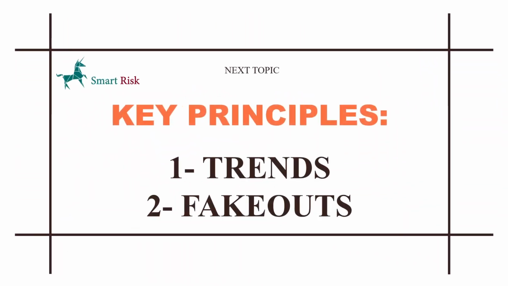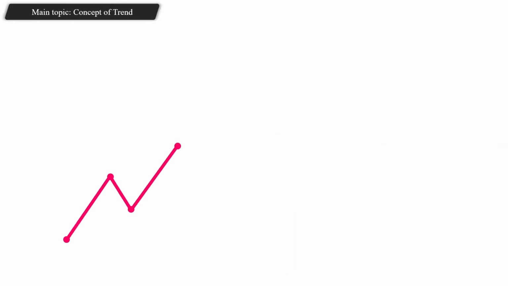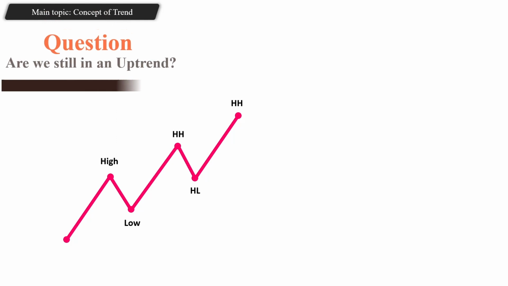So before we explain the market maker's trading setup, there are two critical principles about trends and fakeouts that you need to understand deeply. So let's start with the trends. It is needless to say, in an uptrend, market makes higher highs and higher lows. But the problem is, market barely moves this clear, and is often choppy. So in this example, here comes the question. Are we still in an uptrend? What about now? So the answer is yes.